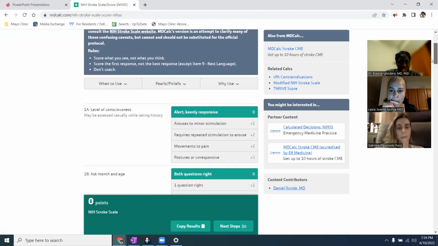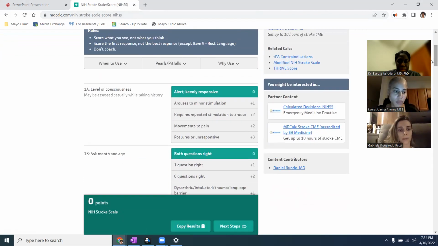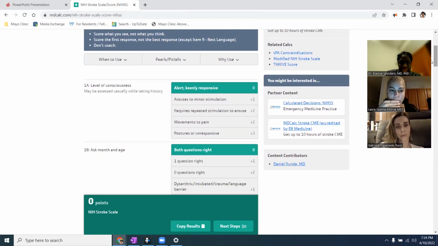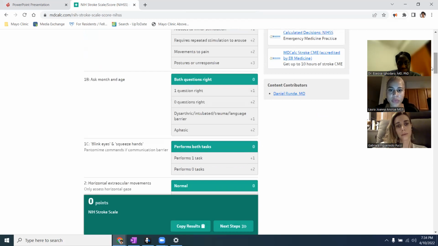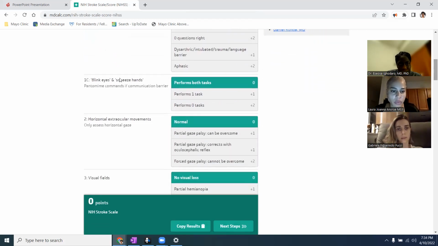Since you brought up the NIH Stroke Scale, anytime a patient comes in with concerns for stroke, you want to do the NIH Stroke Scale. The things that it includes are level of consciousness. Are they awake? Are they sleepy? Are they responsive? Or are they attended? And then the two questions you ask are what's their month and their age? Are they able to blink, squeeze? Are they able to follow commands?